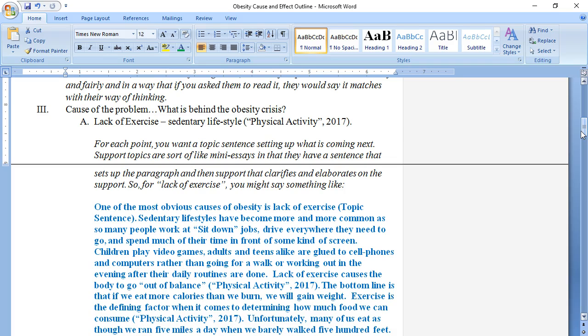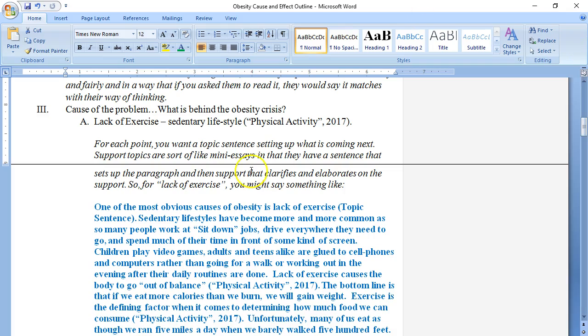So, the first point that we came up with in class actually is lack of exercise or sedentary lifestyle. And in parentheses there, I have put a sample in-text citation for one of the sources that is included on the references page called Physical Activity. It was printed or published in 2017.